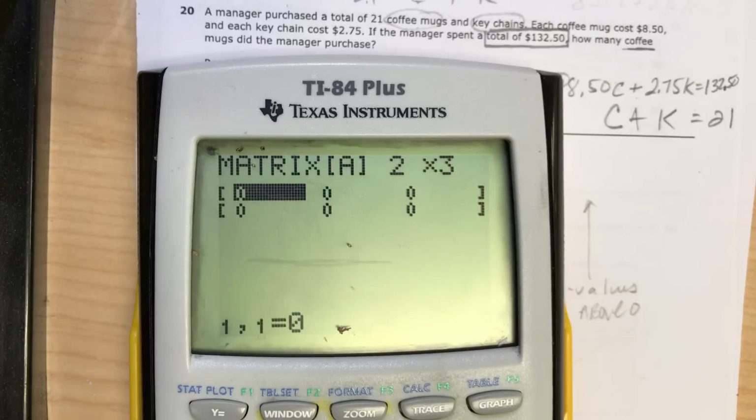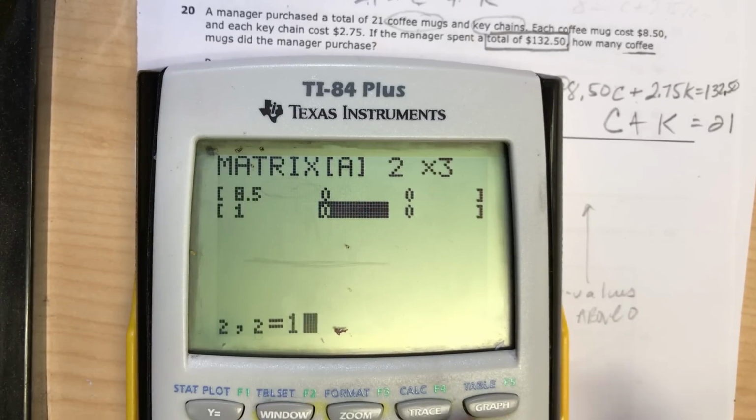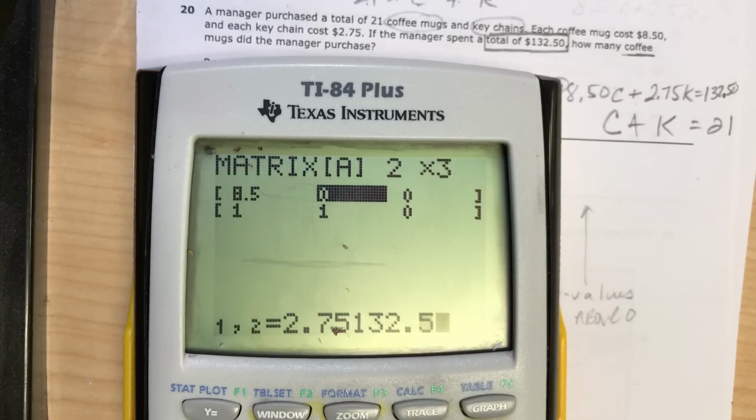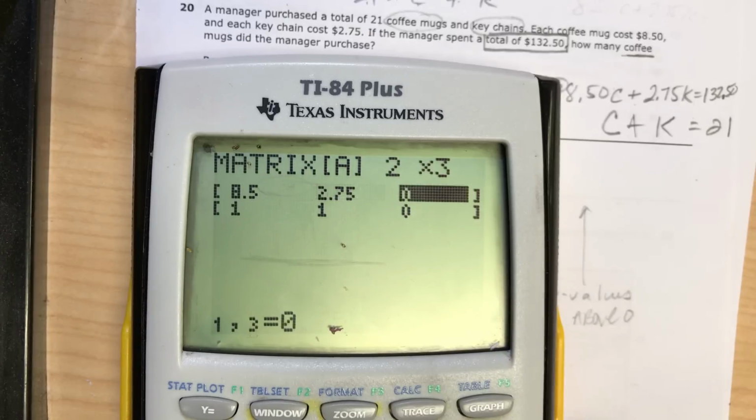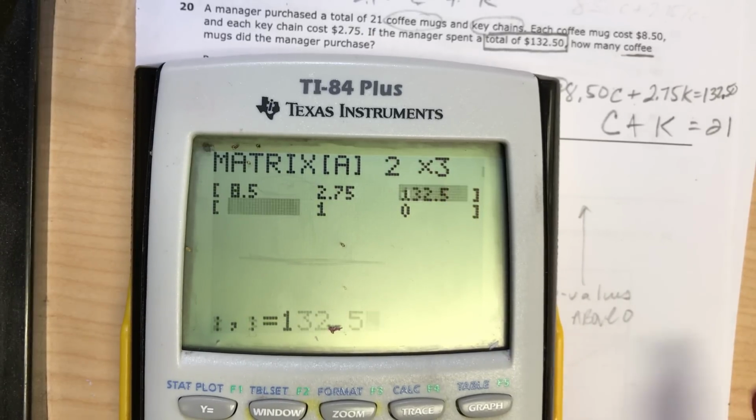Now put in the coefficients. That means the number in front of the letters. 8.50, and the number in front of C is 1, not 0. And then there's a 1 here, and then there is 2.75 here, and then 132.5 here. Uh-oh, I did not press enter. 132.5, enter, and then I come down here and put 21, enter.